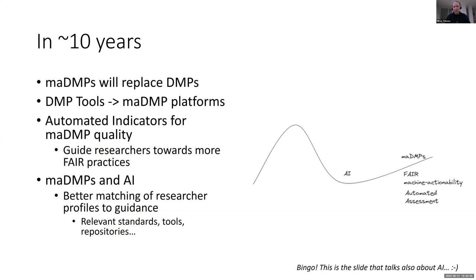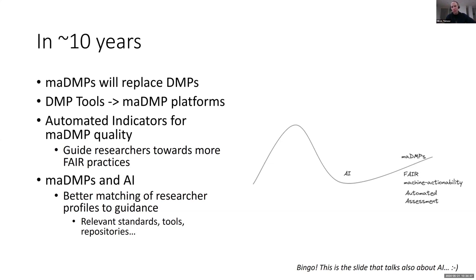Maybe we would be able to better profile the researchers and, based on that, provide better guidance. I mean a situation when you are, let's say, a researcher in physics, and by knowing your affiliation and your past experiments, maybe we are able to better suggest which metadata standards you should follow, and which repositories will be a better fit for you. So instead of asking somebody to choose from a long list of options in reference data, it would be narrowed down to a smaller choice. So this is where I would see the chance of using AI with maDMPs.